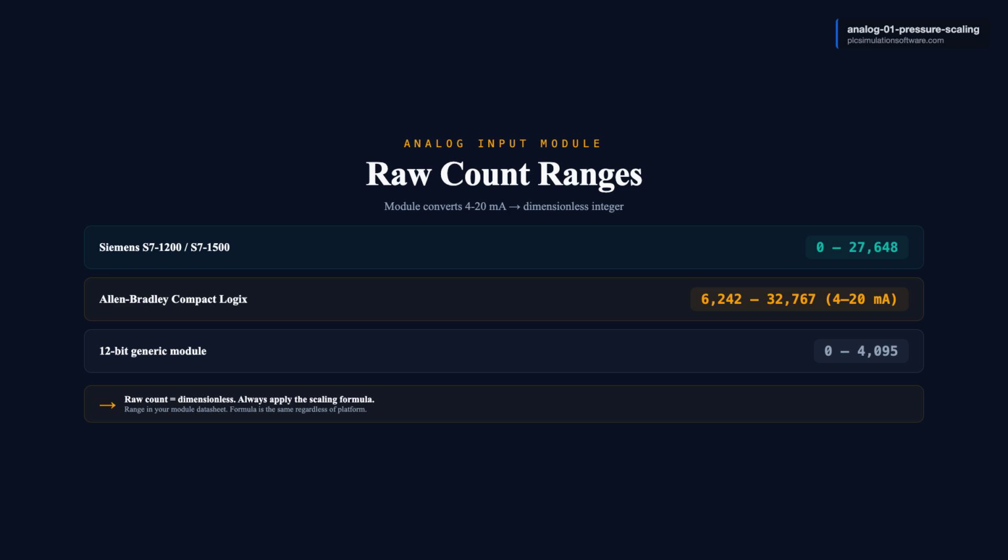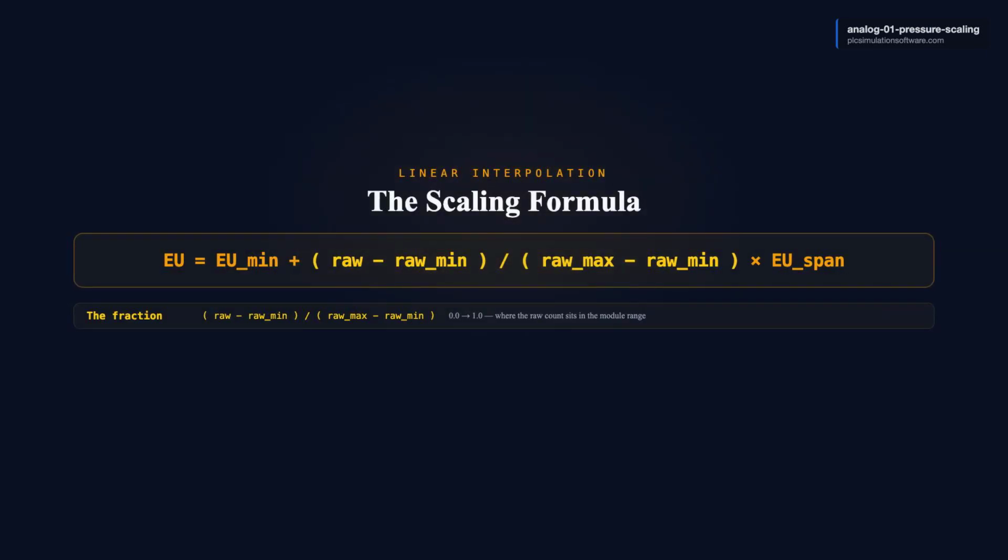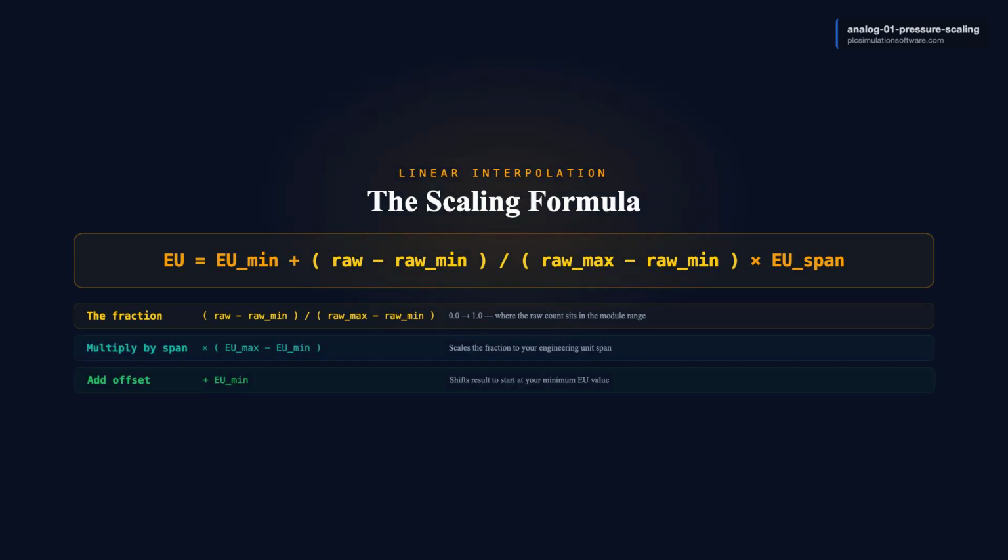Some modules normalize to 0 to 4,095 for 12-bit resolution. The exact range is in your module datasheet. What matters conceptually is this: the raw count is a dimensionless number. It represents where the signal sits between its minimum and maximum. To get a useful number, apply the scaling formula. That maps the raw count onto your process range: PSI, degrees Celsius, liters per minute.